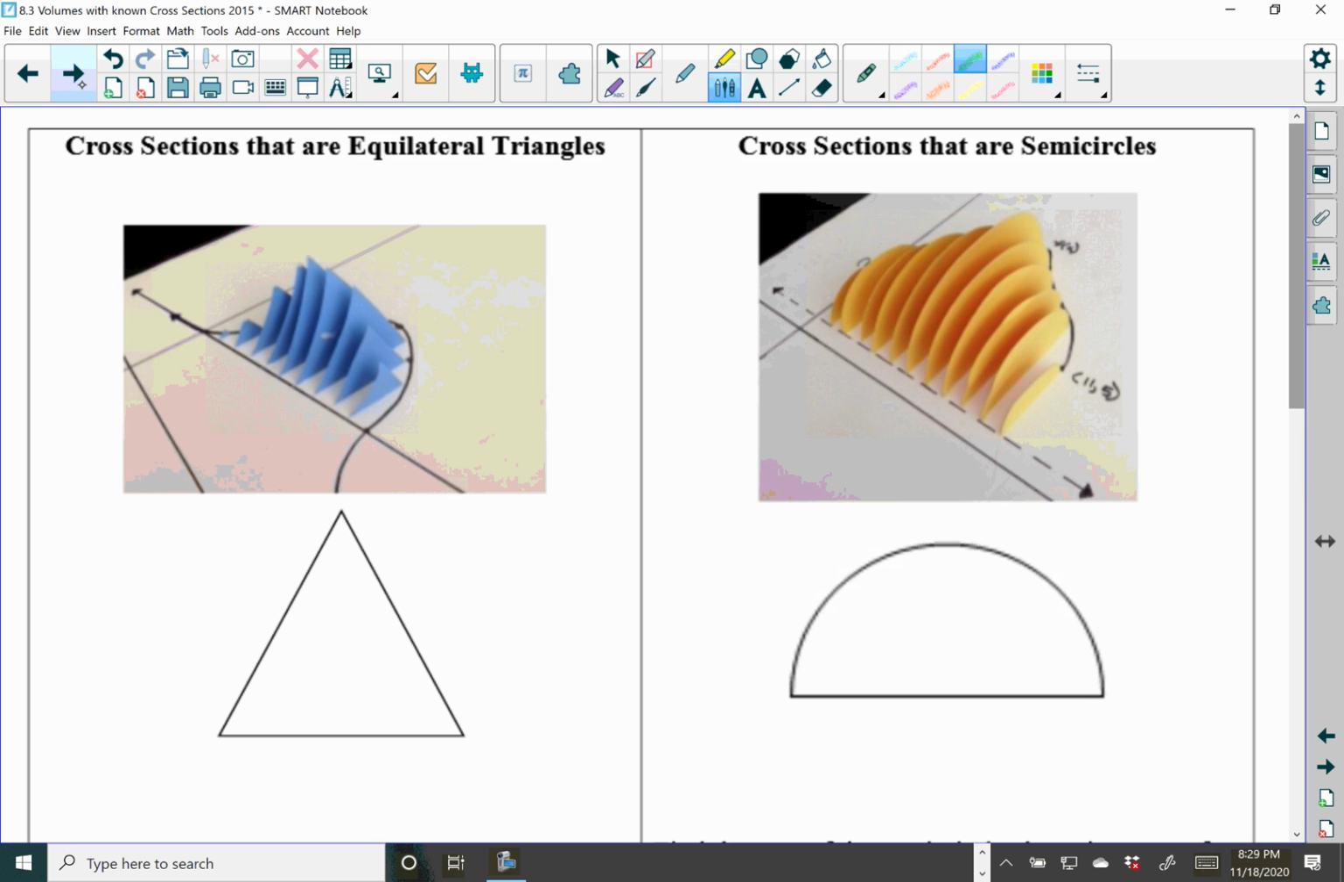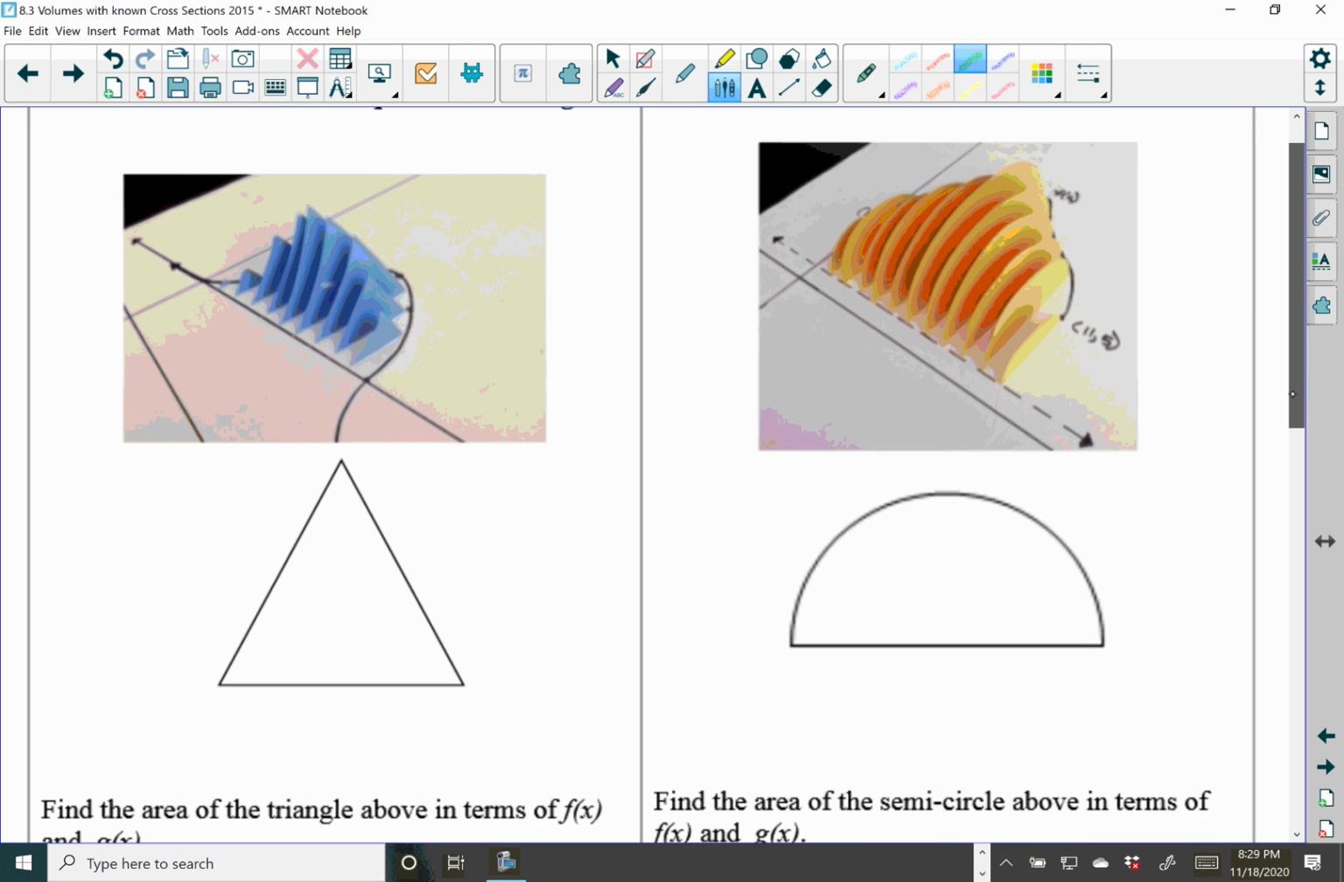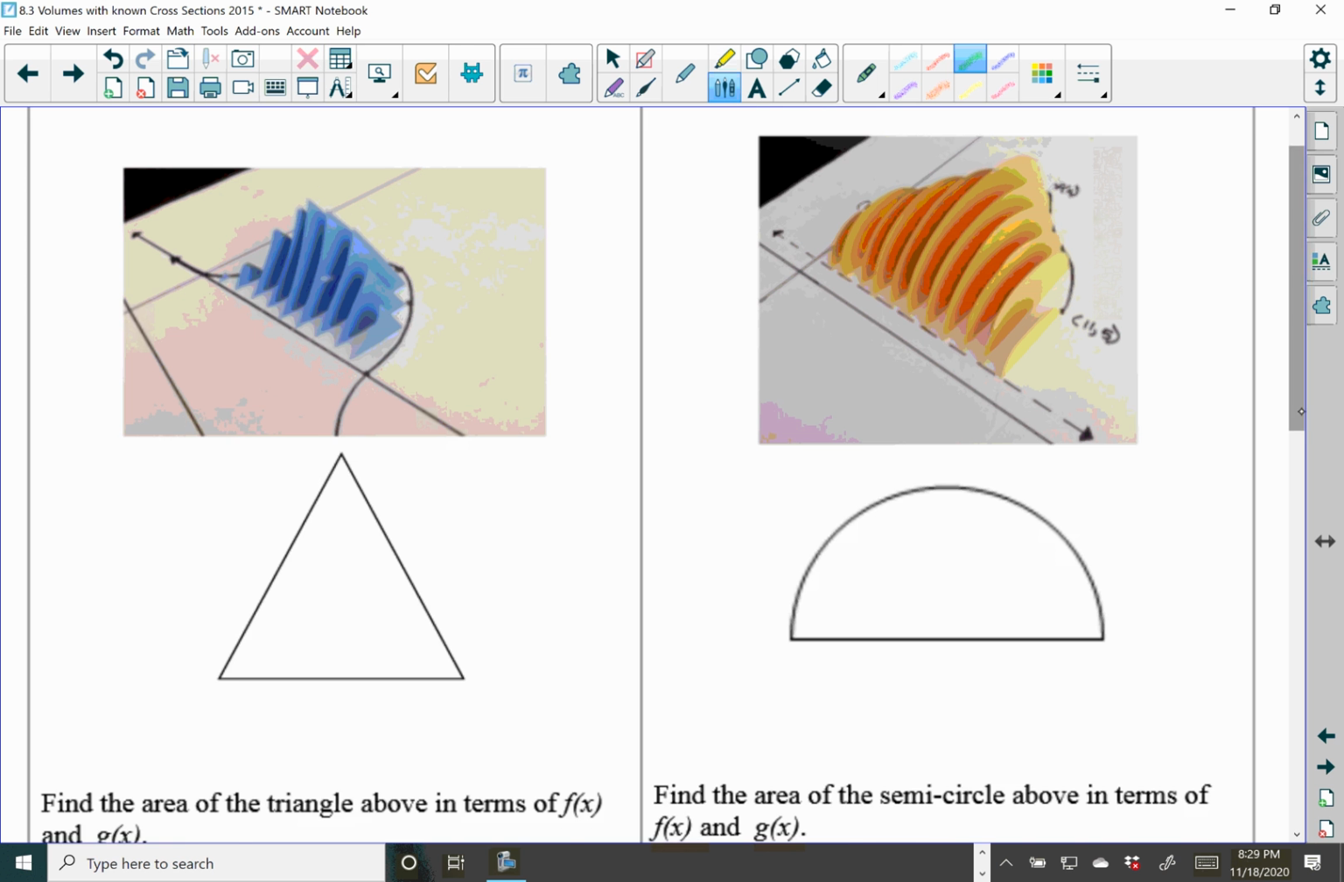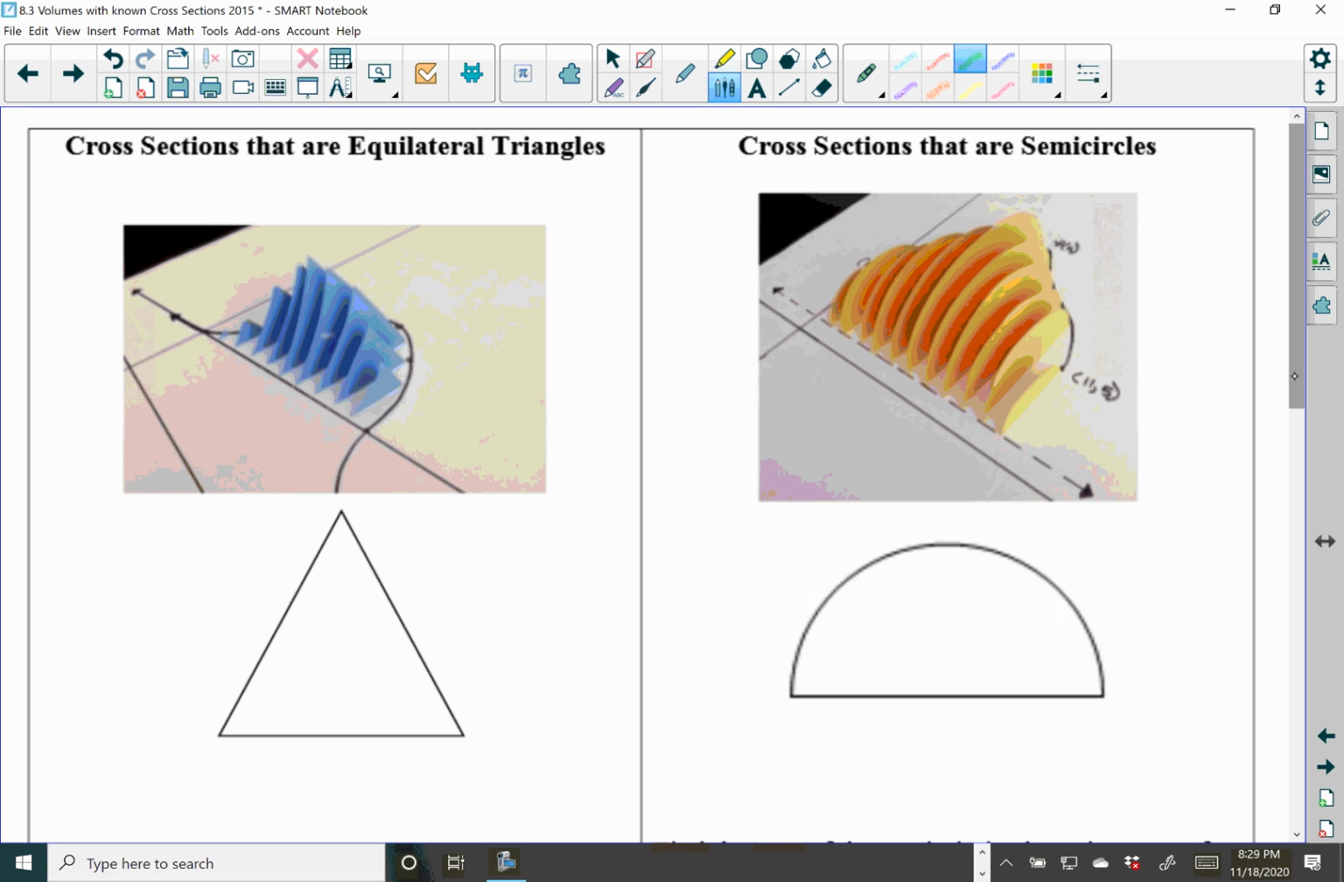All right, next, equilateral triangles. What if we filled our space with equilateral triangles? It's too bad we aren't in school, because there's some nice models at school that you could view. But yeah, we don't have that option right now, do we? Let's call our upper function f of x, our lower function g of x. This is our x-axis, this is my y-axis. This would be x equals a, this would be x equals b. So we got our endpoints. And we want equilateral triangles, boom, boom, boom.